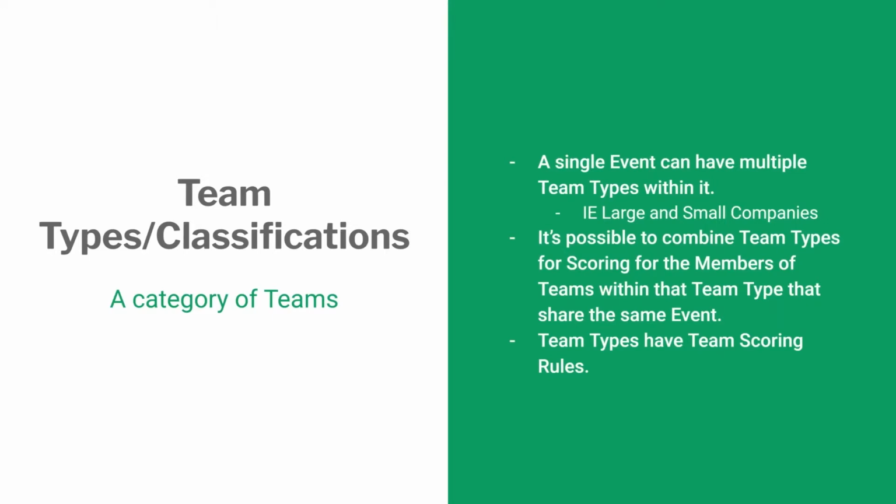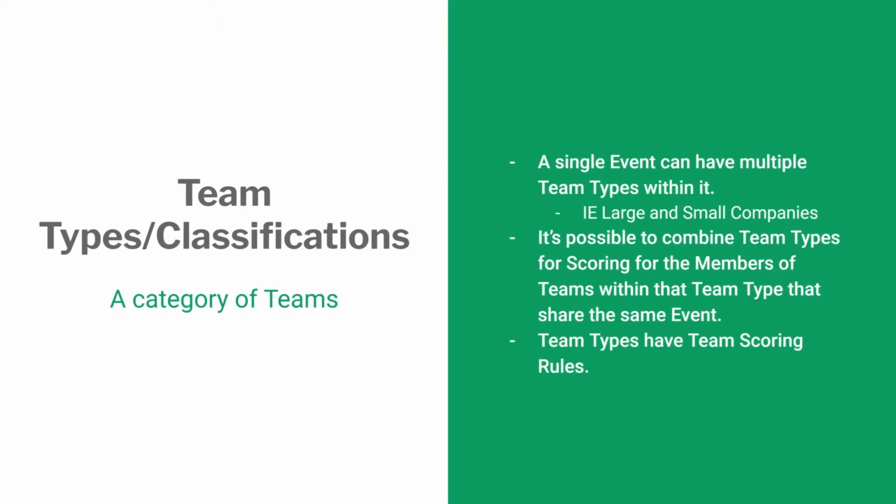For instance, you may have a 5K corporate run, and the way they do their scoring is that they want to break out the large corporations and the small corporations into separate scoring categories. So you'd probably want to set up separate team types for that so you can classify those teams.